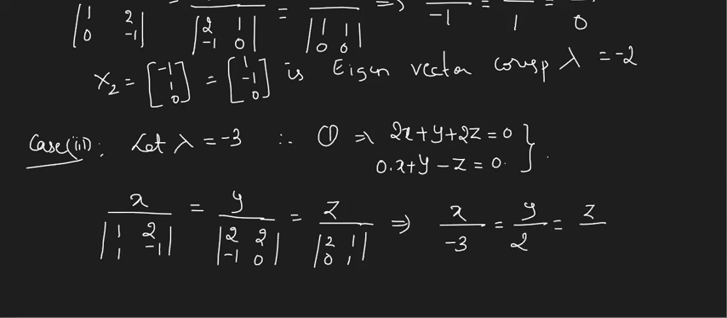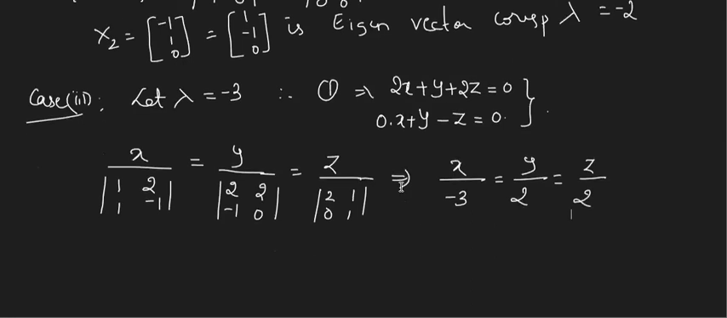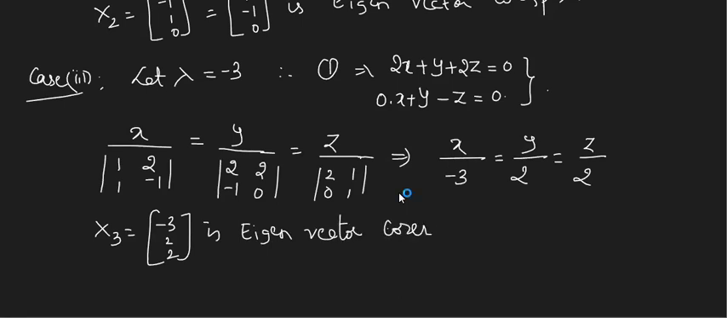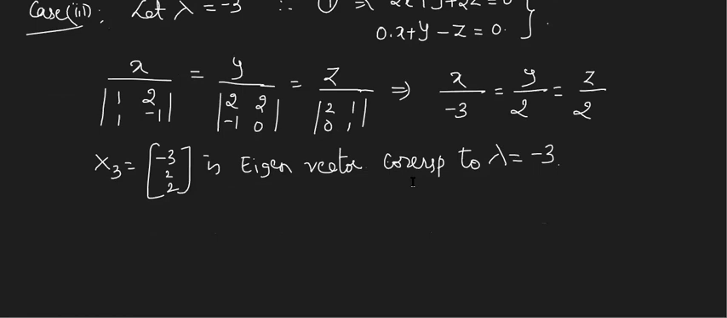z upon 2. Tell me now x3: -3, 2 and 2. Now I can even take a minus common, but it is only for one element. It will appear for two more, so let it be. This is what? The eigenvector. We have found all the eigenvectors. How many eigenvalues we had? We had 3 eigenvalues, and corresponding to that, we have got the eigenvectors. This is how it has to be solved.